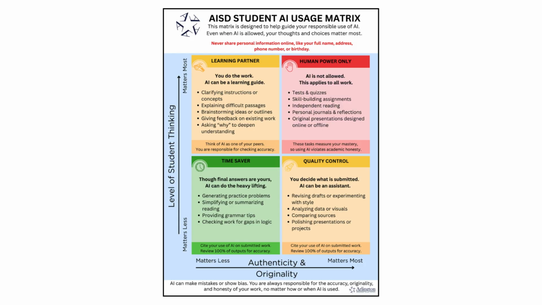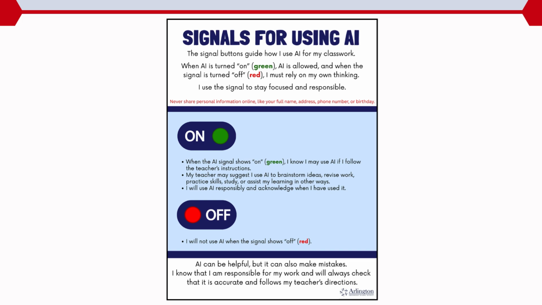Now, before you roll this out, we need to have a talk about the student usage matrix. Using AI to explain concepts usually falls under the green or the yellow sections. It's about learning support. However, you must explicitly teach your students the difference. Asking AI to explain mitosis is green, but asking AI to write my lab report on mitosis is red. It's essential that you set those boundaries using the signals for using AI before they open the tool.